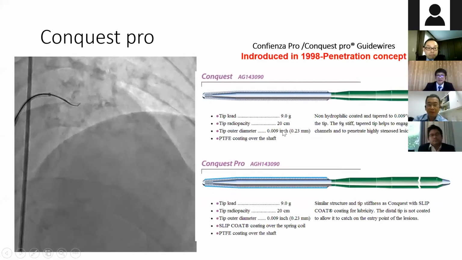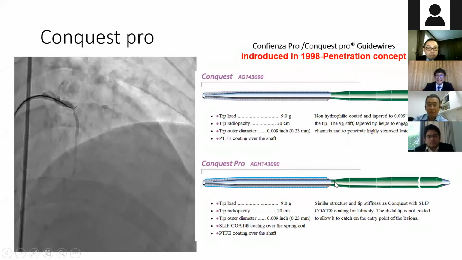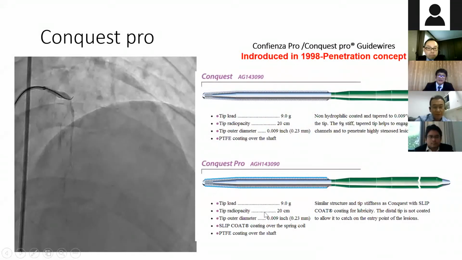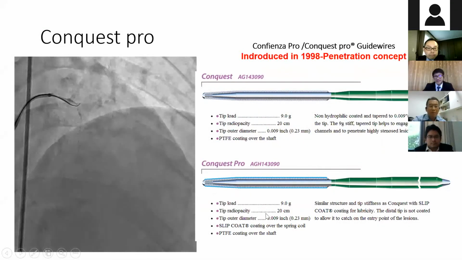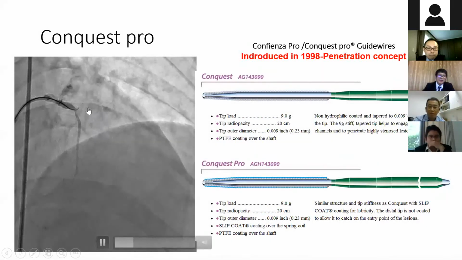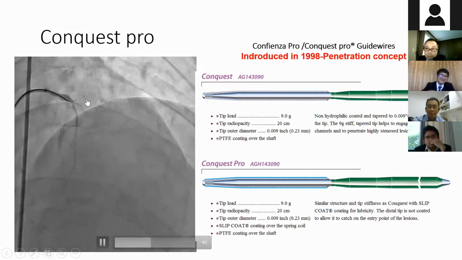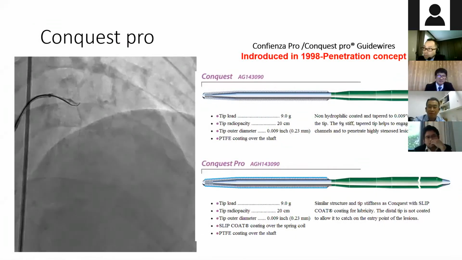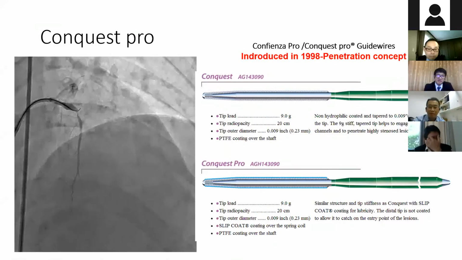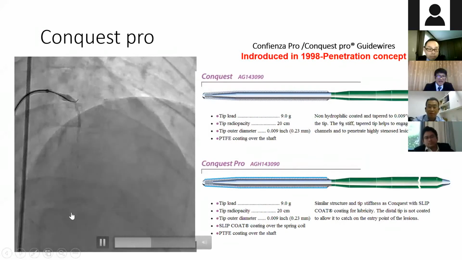I chose the Conquest Pro. Conquest Pro is a penetration technique wire that is stiffer, 9 gram force, with a tapered tip like the Fielder XT and a hydrophilic coating. However, I pre-shaped the tip of the guide wire to a steeper angle. It looks like when you try to re-puncture from the subintimal space into the true lumen, far away from the septal branch.